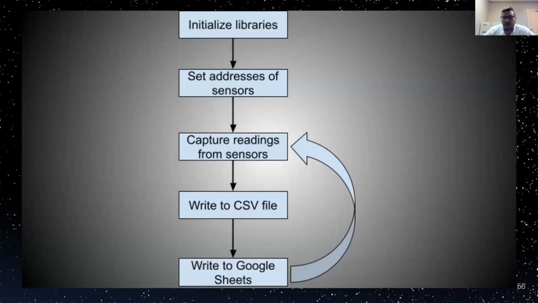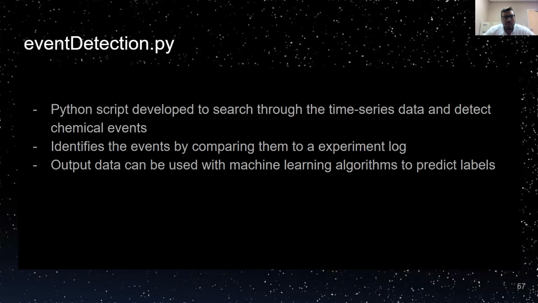This is a flow chart just to help people understand a little bit of how the Python script looks. Obviously at the top, we initialize libraries. We have to set our addresses for each of our sensors. And then we loop through capturing the readings from the sensors. We write to the CSV, write to the Google Sheets, and then do that every 30 seconds, continuously, nonstop, 24/7 until a user or some sort of other failure changes that.